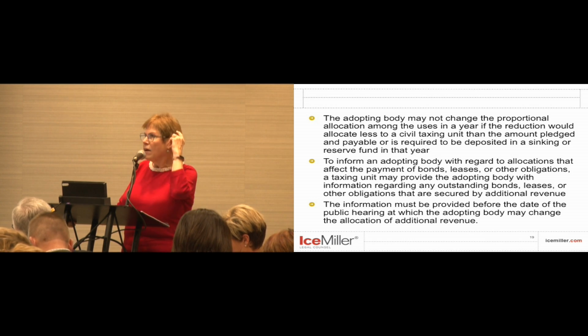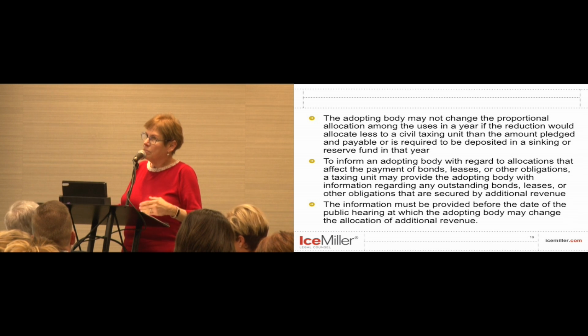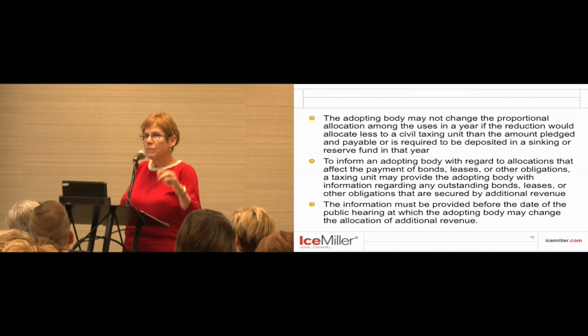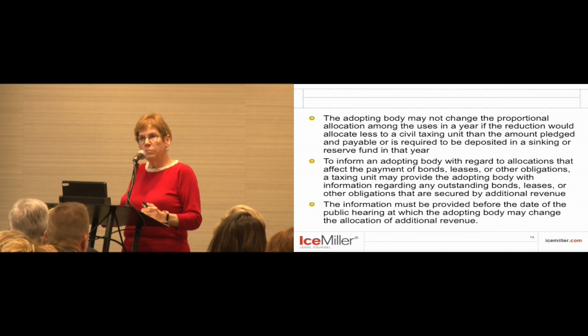Now, how's the adopting body going to know that? Well, there's no required way for them to know. But the statute now says that to better inform the adopting body, any of these entities that have got bonds or leases outstanding need to give that information to the adopting body before it makes a determination about allocation. And it has to be provided before the date of the public hearing that must be held on the allocation ordinance.